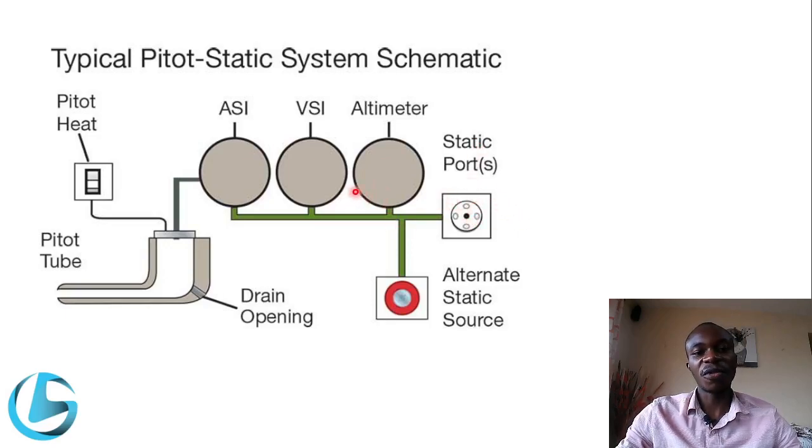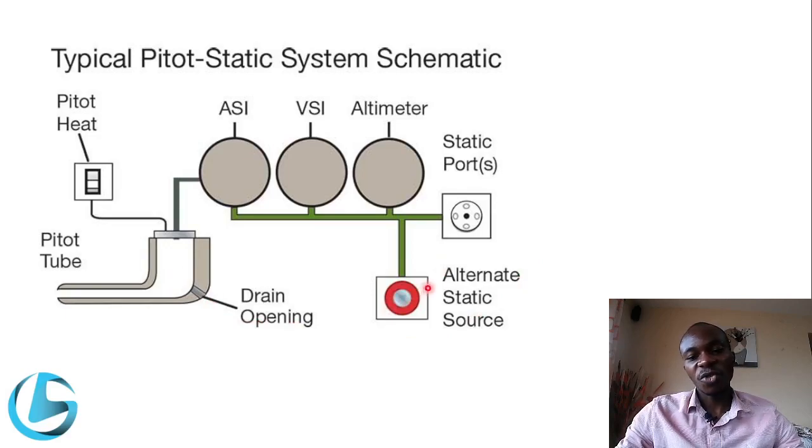The only instrument of the three that we've discussed that uses both static pressure and pitot pressure is the airspeed indicator, because it measures differential pressure. You can see here we have a pitot heat. Remember I showed you the fourth connector on the pitot tube that we saw previously, used for anti-icing. So this is where the pitot heat goes, and it is used for anti-icing. We have a drain opening to drain all moisture that may accumulate inside the pitot tube.